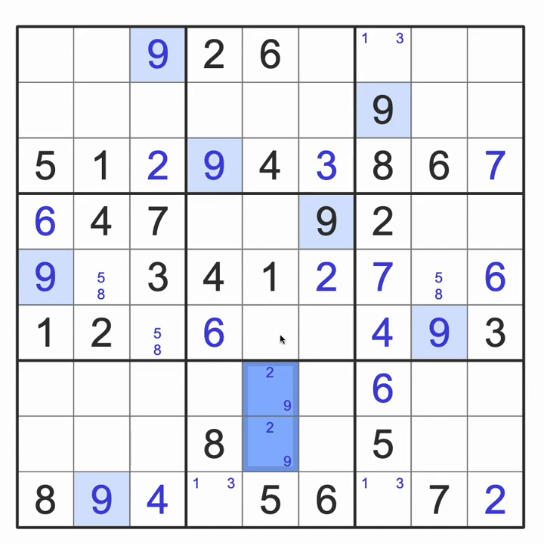3, 7, 8. And that means these are 3, 7, 8. And here's 3, so this cannot be 3. And this 3 blocks this cell. That leaves only this cell for 3 on column 5.